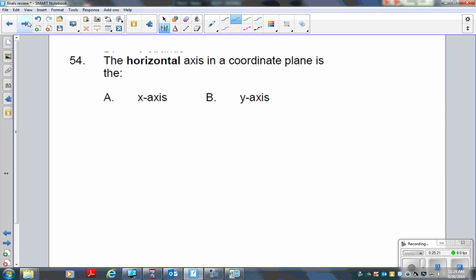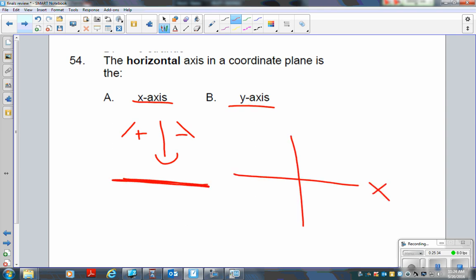Horizontal. This is undefined. This is horizontal. The horizontal axis is the x-axis or the y-axis? This one right here is the x-axis.